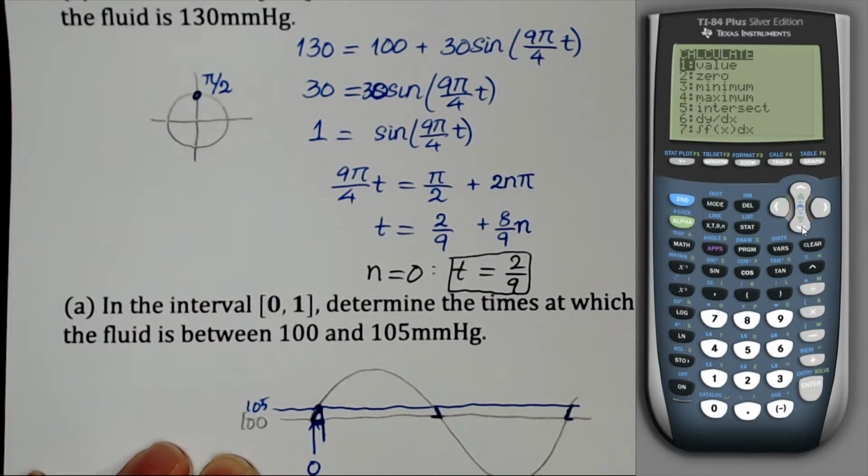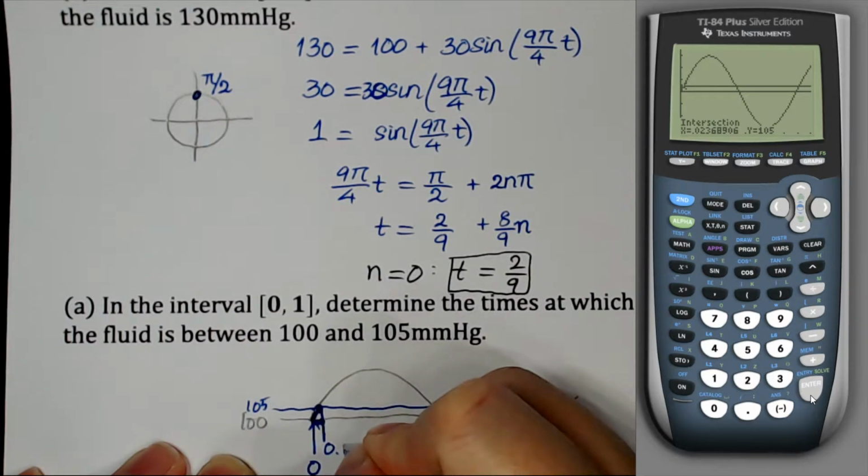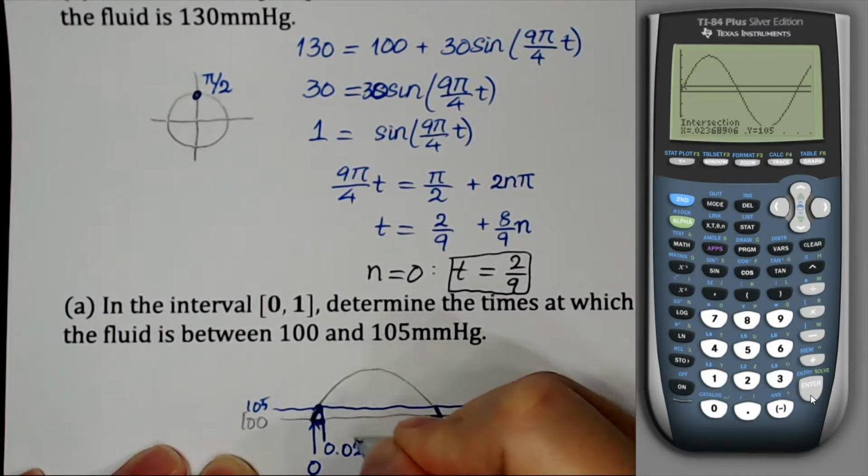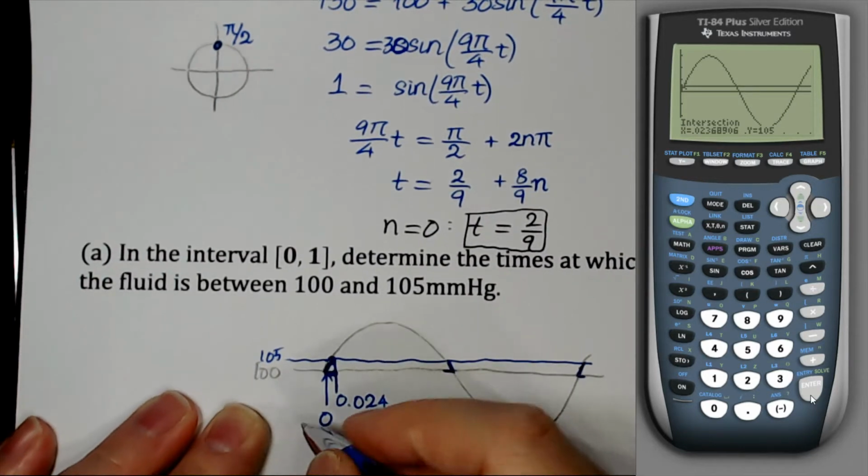Sorry, it's difficult to use a calculator with a mouse. Sine of 9 pi, let's put x instead of t, divided by 4. Right, and we hit graph. Of course, we should not see anything, because the graph is centered at 100 and goes up and down 30 units up, 30 units down. So we should change the window.